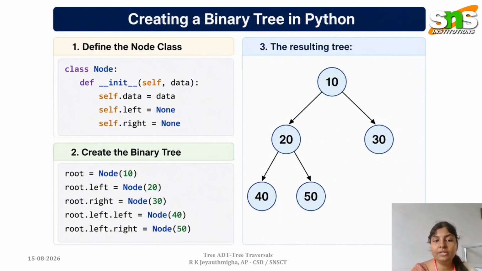So, creating a binary tree in Python, we give the node definition, and then we need to create the binary tree. Here we assign the root with a node 10, and then the left and the right with 20 and 30, and then to the left of left as 40 and left of right as 50, thus creating a binary tree resulting like this. Thus coming to the end of the session.